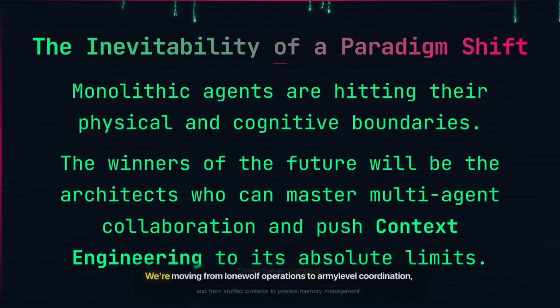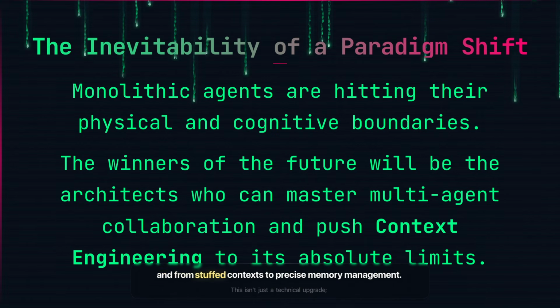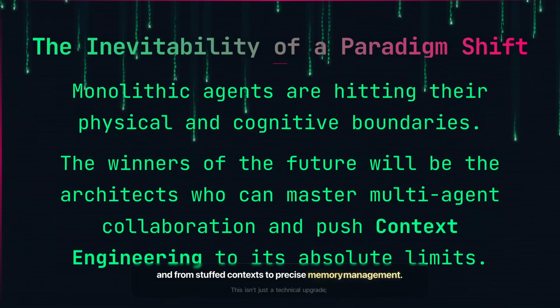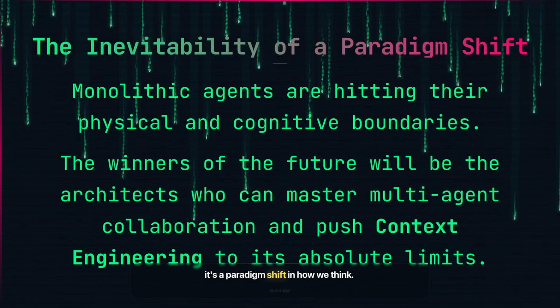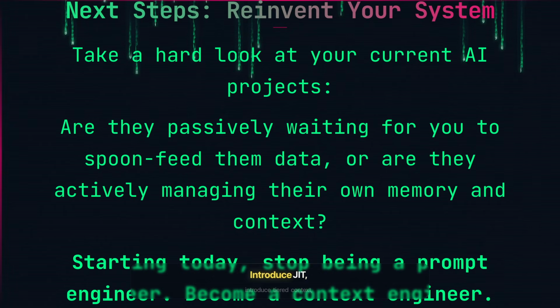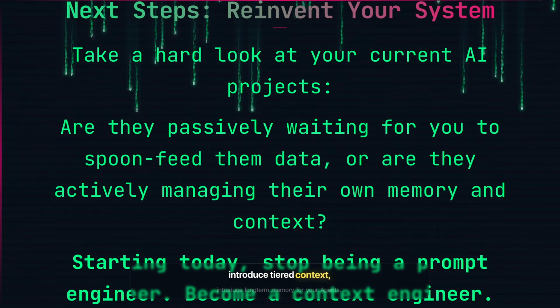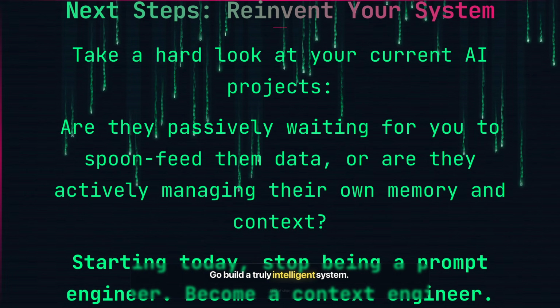Times have changed. We're moving from lone wolf operations to army-level coordination, and from stuffed contexts to precise memory management. This isn't just a technical upgrade, it's a paradigm shift in how we think. Go back and look at your code. Delete those hard-coded, insanely long prompts. Introduce JIT, introduce tiered context, introduce long-term memory for your agents. Go build a truly intelligent system.